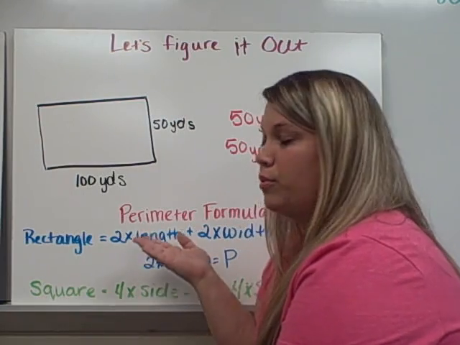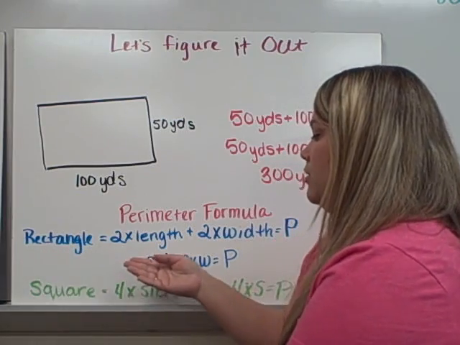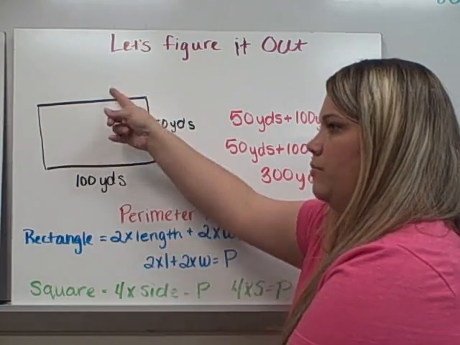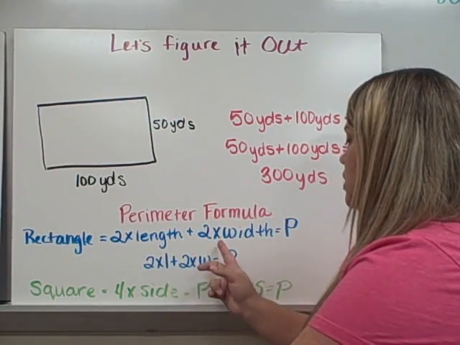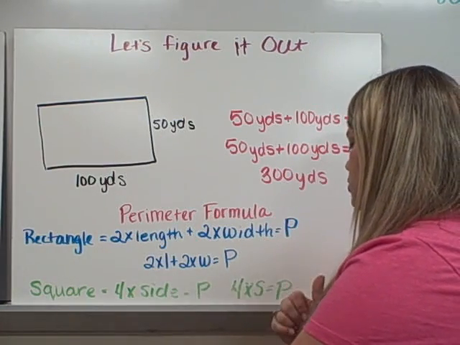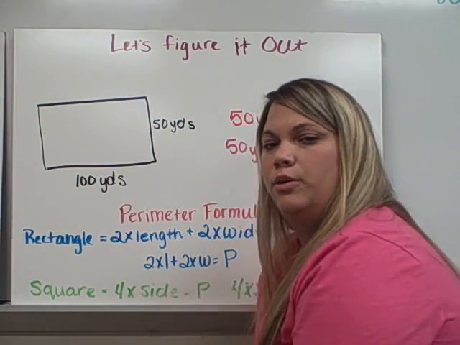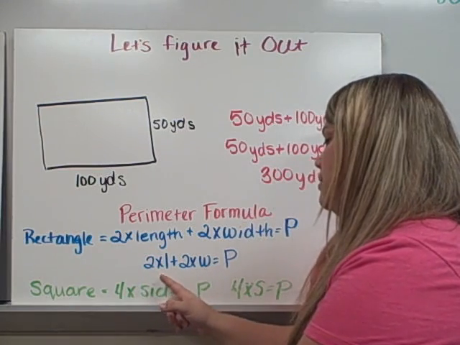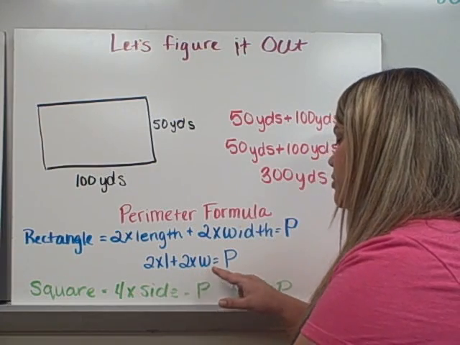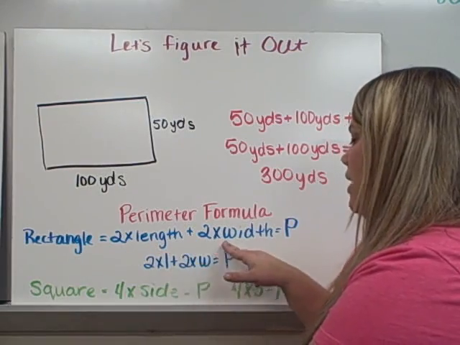Or I could use a pretty simple formula, which is the perimeter formula. The perimeter of a rectangle equals 2 times the length, because we know these two sides are the same, plus 2 times the width, because we know these two sides are the same, and that will give us the answer to perimeter of a rectangle. And the shortened formula for that is 2 times L plus 2 times W equals perimeter. We've just replaced the word length and the word width with the L and the W, so we don't have to write as much.